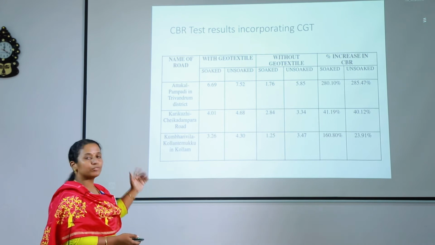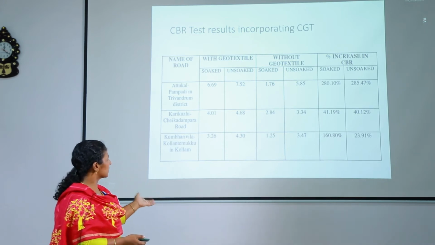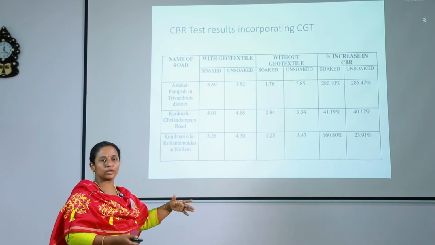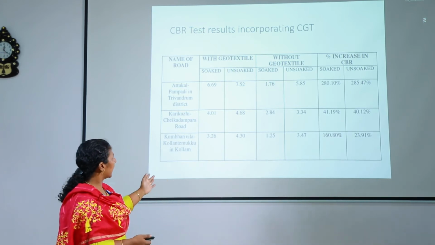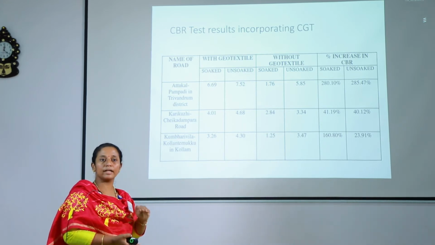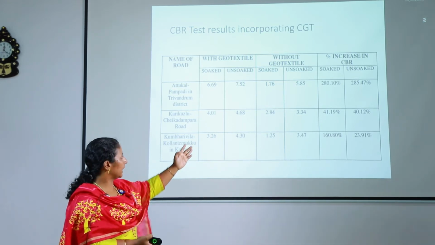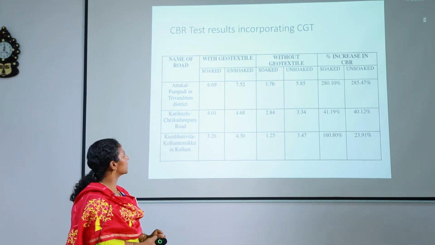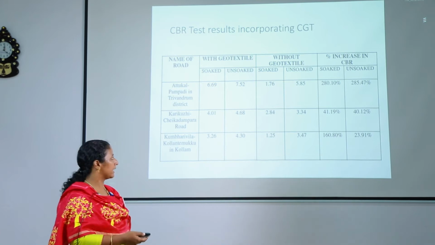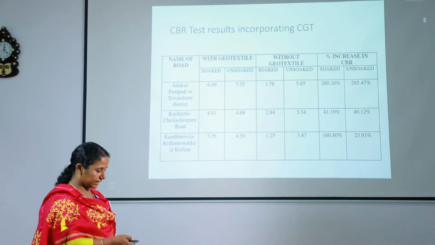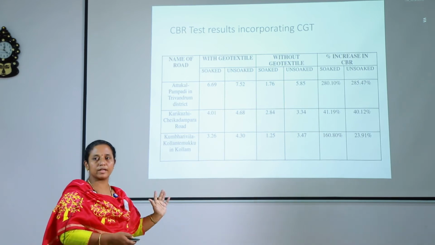These are the CBR test results of the reinforced road soil. It is tested under soaked and unsoaked conditions, and we can see the increase in CBR. The CBR value of the soil has been increased to a certain extent by use of coir geotextiles. We can see the soaked CBR enhanced by up to 280% by use of the coir geotextile layer. This is the result of the laboratory studies. Field CBR has also been evaluated as part of these studies.